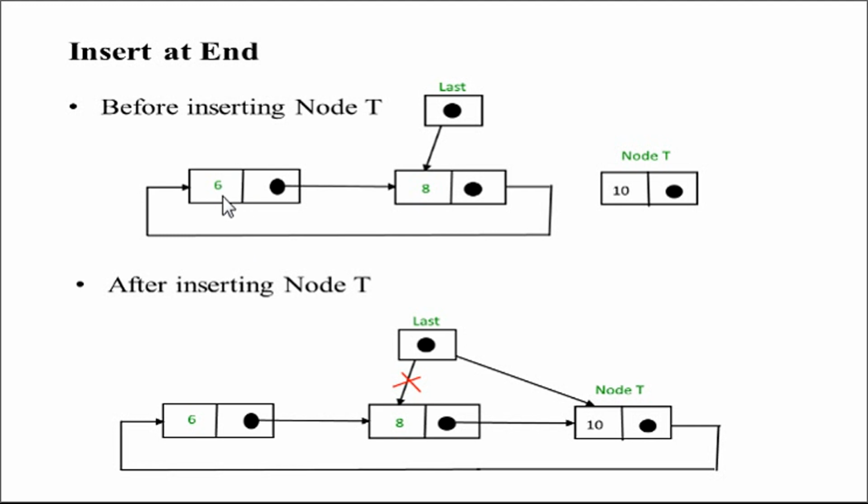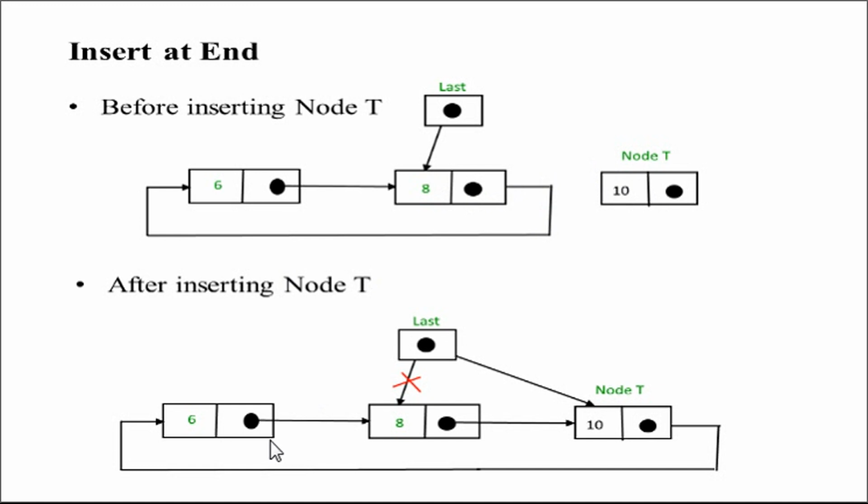Now how do we come to know the address of the first node? The address of the first node is stored in the last node's next part. So what we will do first, we will take T next is equal to last next. What is last next? Last next is equal to first. So T next becomes the last next, that is the first node. T next is equal to the first node. And then last next is equal to T. So this will connect to the newly created node T.